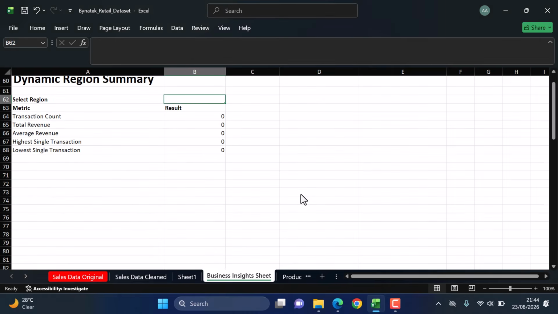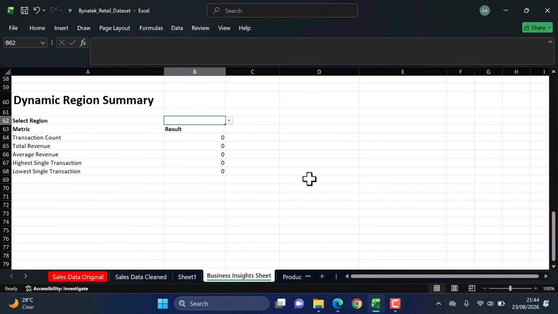All right, so I now have the entries here. Anytime I want to pick a state, I don't need to type it. I can just pick the state to tell us the transaction count, the total revenue, average revenue, highest single transaction, this is very, very important, and lowest transaction.